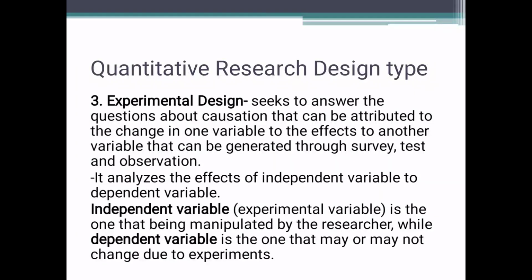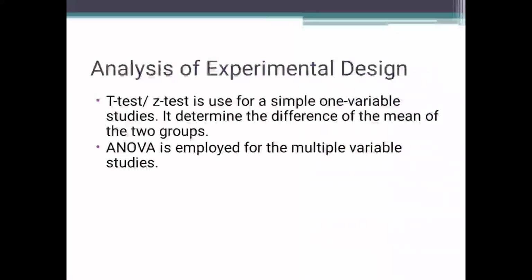And when we say dependent variable naman, ito yung effects. Ito yung pagbabago due to experiments. Okay? So, for the analysis of this experimental design, we're using t-test and ANOVA and z-test. Okay? So, t-test, z-test are non-parametric while ANOVA is a parametric one. T-test is a parametric also sometimes. Okay?